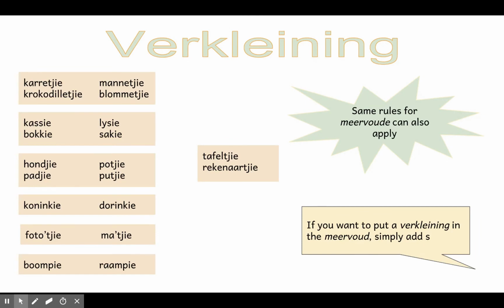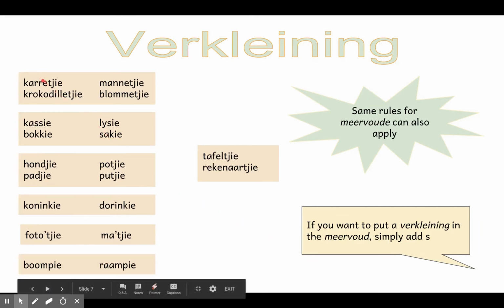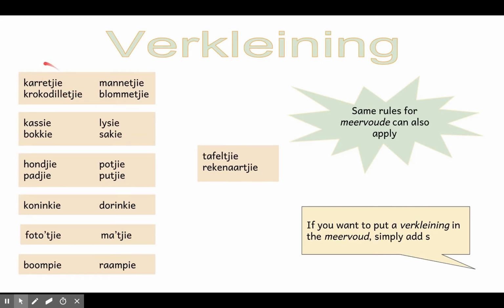Let's have a look quickly at more examples. Karretjie, krokodilletjie, mannetjie, blommetjie. Look at those TJIEs. Look at the double consonants. Why did we double the consonant? Because of the short vowel. Please make sure of that. Words ending in S and K: kassie, bokkie.